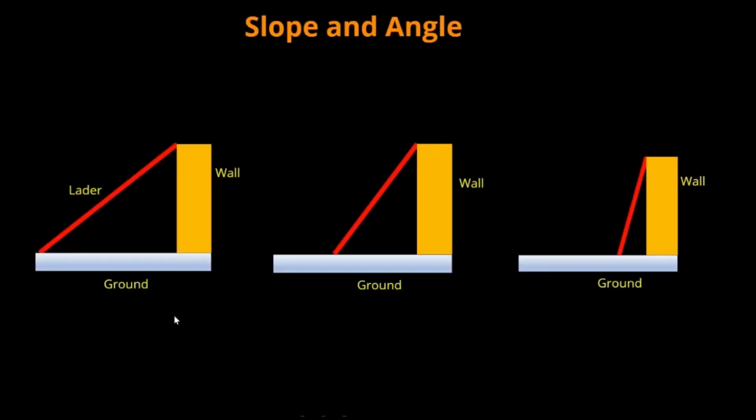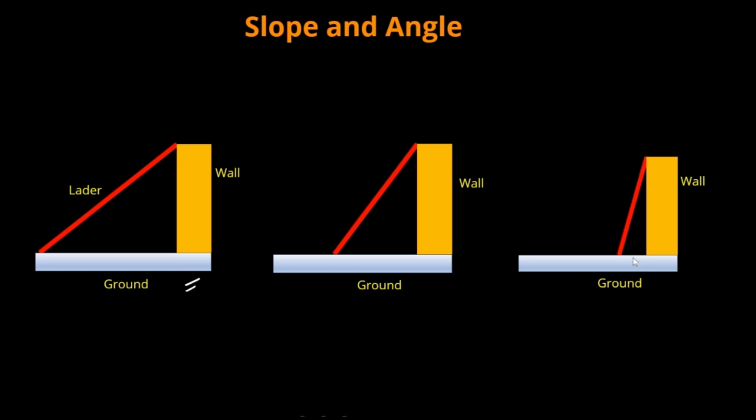First, we will talk about the slope and angle. If we see the three scenarios here, there is the ground, and over that we have the wall, and a ladder is placed to climb the wall. We have placed the ladder in three different places. In the first case, we place the ladder not in a very steep way. But in the second case, it is coming closer to the wall, so the slope is steeper. And the third case is much steeper than the other two cases and is coming much closer to the wall.